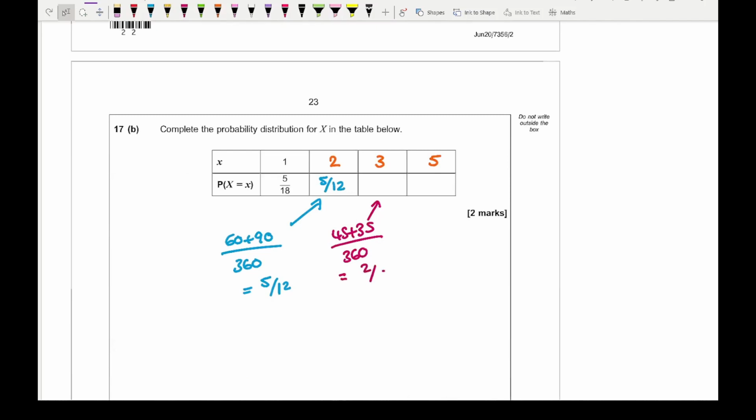And then finally for 5, well, there's only one section for 5, and that's 30, so that's going to be 30 over 360, and we simplify that fraction as 1/12.